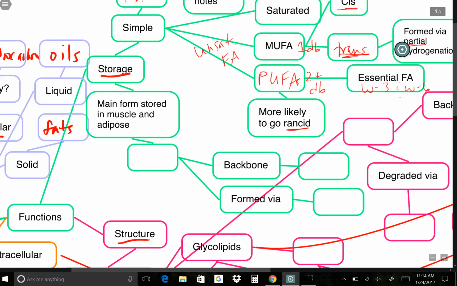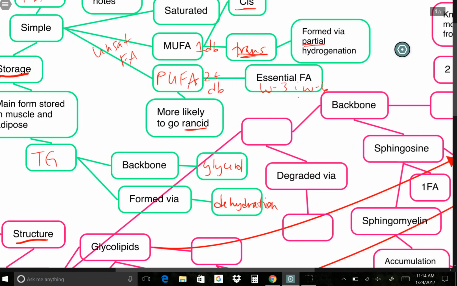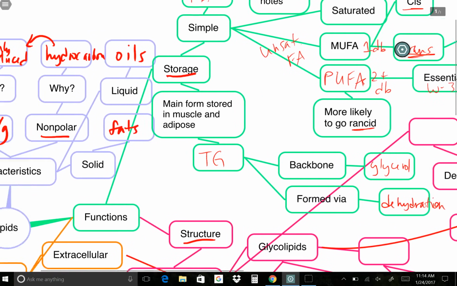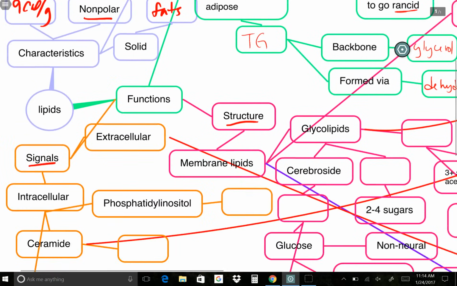Over here on the left, it says the main form stored in muscle and adipose tissue is going to be your triglycerides, or triacylglycerol is another name for it. The backbone of your triglycerides is the glycerol molecule. And triglycerides are formed via dehydration or condensation. And remember, we're forming ester bonds in there, and that's called esterification. Okay, so if I go back to the left now, that's the end of our storage form of it.